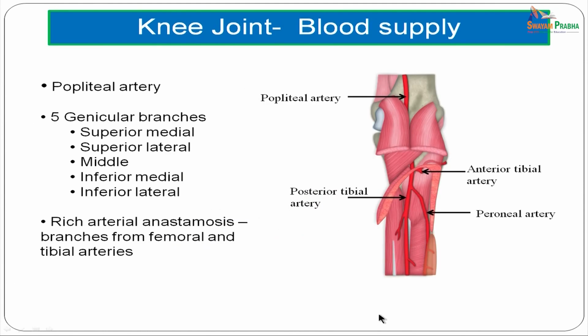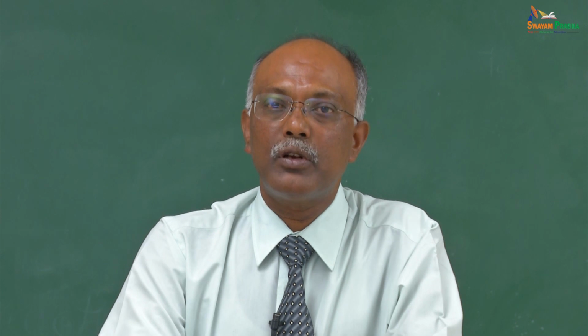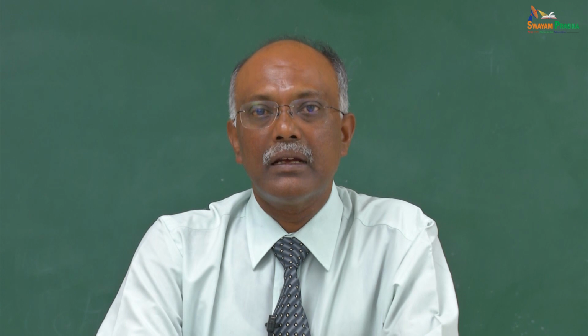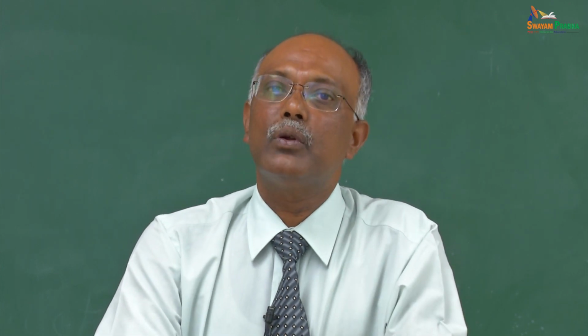We will now study the blood supply of the knee joint. The knee joint is primarily supplied by the genicular branches of the popliteal artery. The popliteal artery, as you know, is the downward continuation of the femoral artery through the hiatus in adductor magnus. The popliteal artery, as it passes through the popliteal fossa, gives 5 branches which are called the genicular branches. These branches include the superior-medial branch, the superior-lateral branch, the middle genicular vessels, the inferior-medial branch, and the inferior-lateral branch.